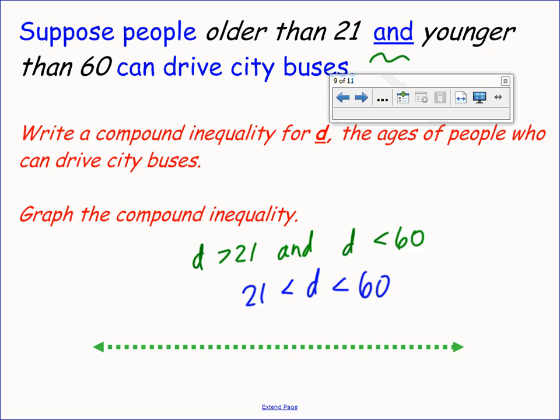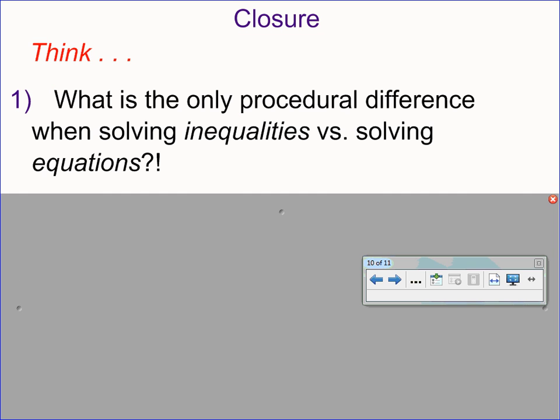If I write it the second way in blue, it's easy to see what my graph looks like. My solution set D lies in between 21 and 60. So I'll get my boundary values, 21 and 60. It was strictly, so I won't fill them in. These are open circles, and where will I shade? I'll shade in between them, because my drivers could be in between 21 and 60. Those are my drivers' ages. Are we good? Yeah. All right, let's close it up so we can do our quiz.